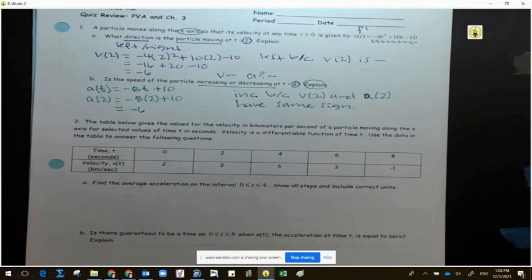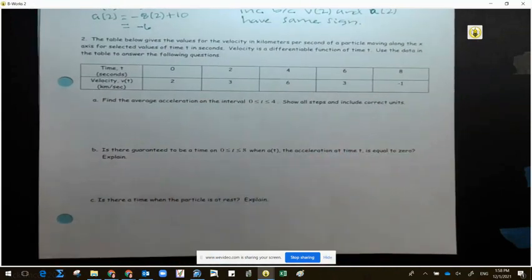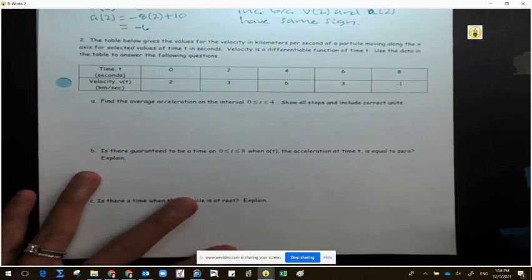All right. For my second one, Luke, read. The table below gives a value for the velocity in kilometers per second of a particle moving along the x-axis for selected values of time t in seconds. Velocity is a differentiable function of time t. Use the data in the table to answer the following questions.